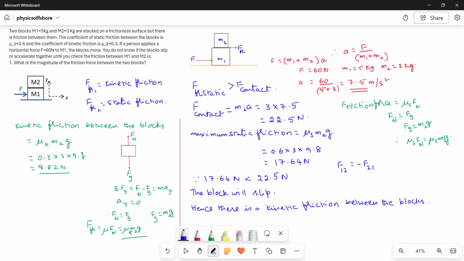Understood? The simple thing is you should know the condition. The condition is that the static friction force between the blocks must be greater than the contact force. Then the top block will not slide. It will stick to it and move together. Suppose the static friction force is less than the contact force, then it will slip. Here, when we calculated the values, we found that the static friction force is less than the contact force. Therefore, the top block will slip from the lower block, and we have to find the kinetic friction between the blocks.